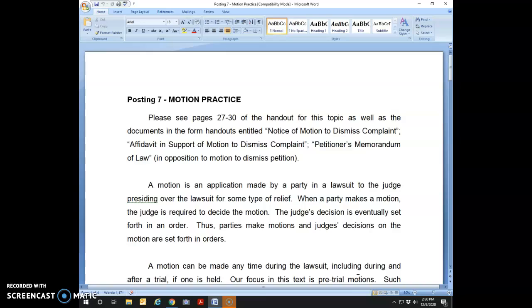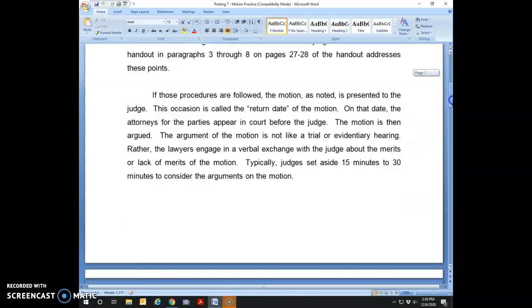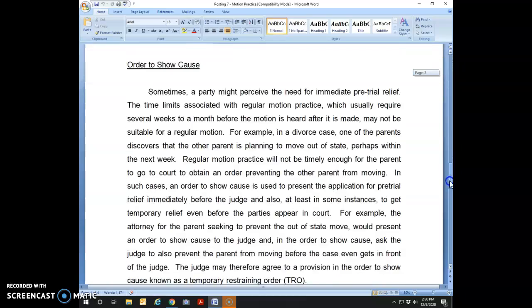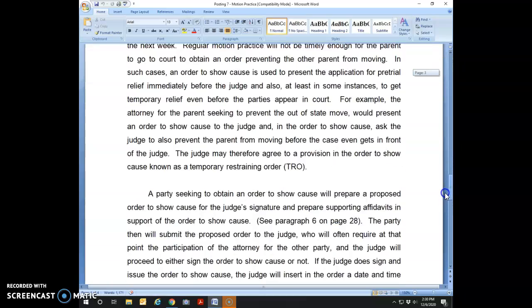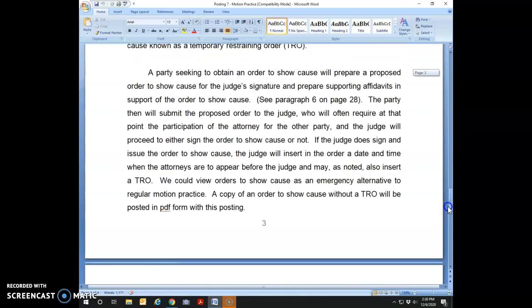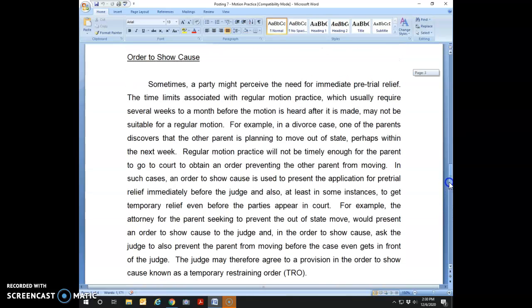I also notice in this posting later on, I can get there on page 3, I talk about an order to show cause, and I also have attached a skeletal form of an order to show cause to the posting.